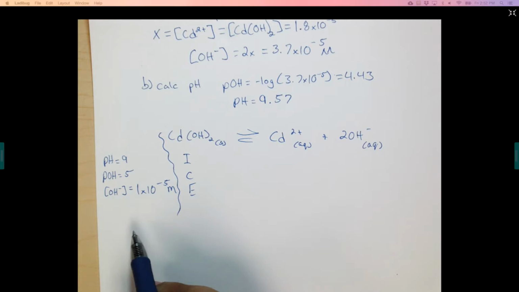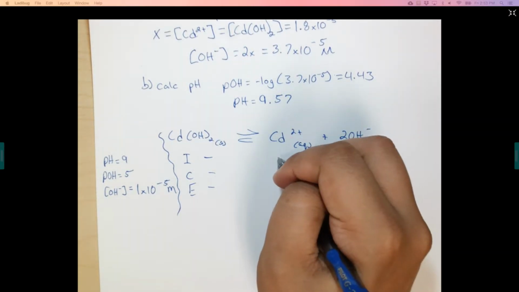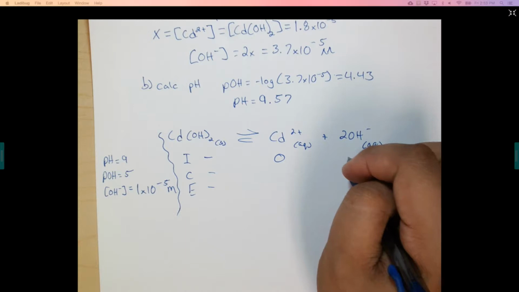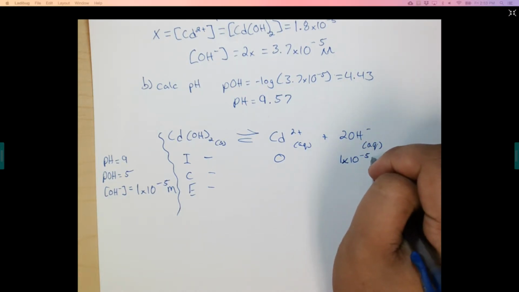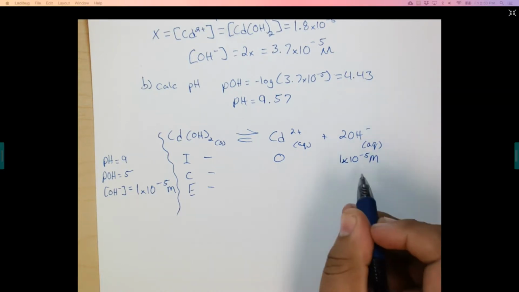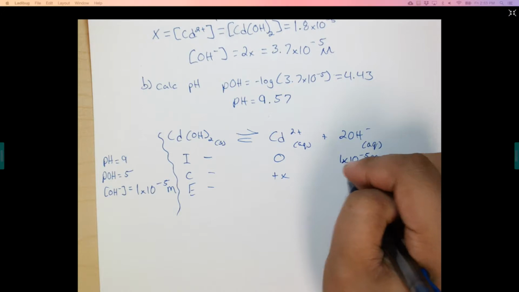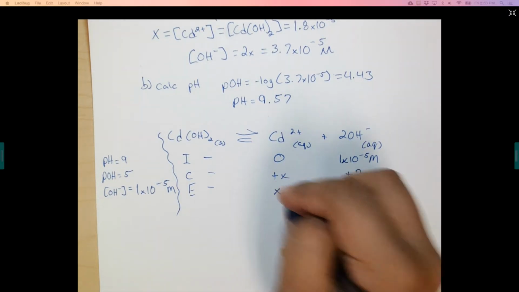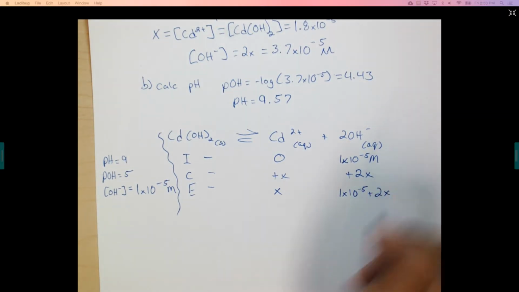So I just did a little calculation over here. Remember, we're never worried about the solid in the ICE table. Now, before any equilibrium is established, we're saying we don't have anything dissolved, but we do have 1 times 10 to the -5 molar already dissolved here. We're also saying that we're adding x of cadmium and 2x of the hydroxide, and now we end up with 1 times 10 to the -5 plus 2x.